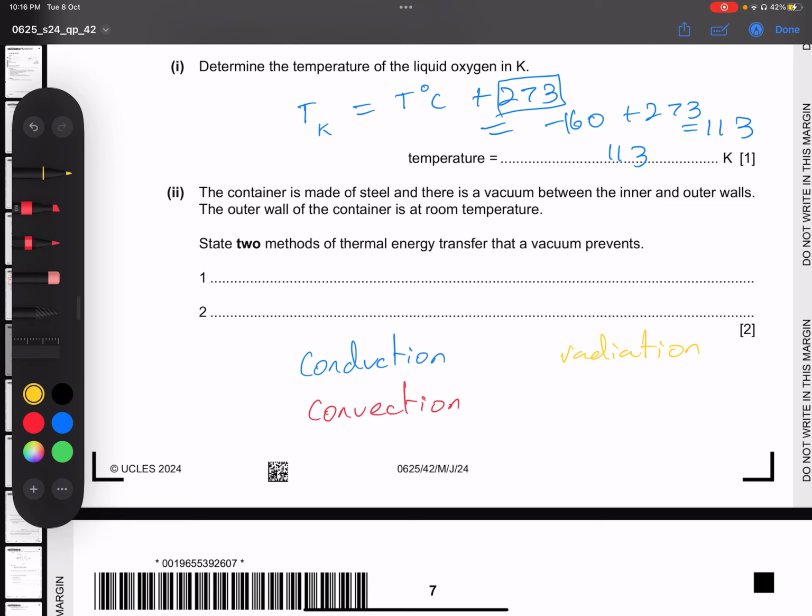Okay, so conduction happens via contact, hence the name conduct. It happens when two objects of different temperatures are in contact with each other, and the particles collide with each other, causing a vibration in the other object, making heat move from the higher temperature area to the lower temperature area until there is a constant temperature.